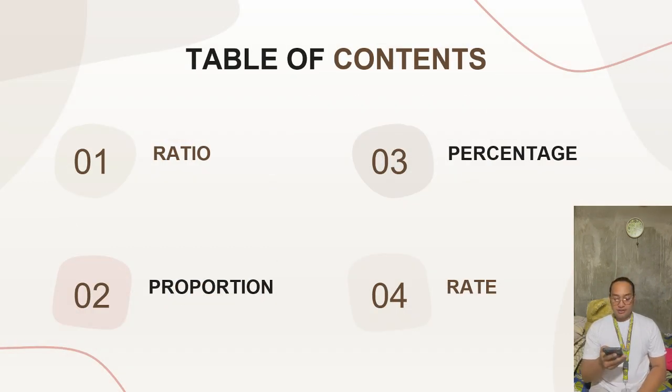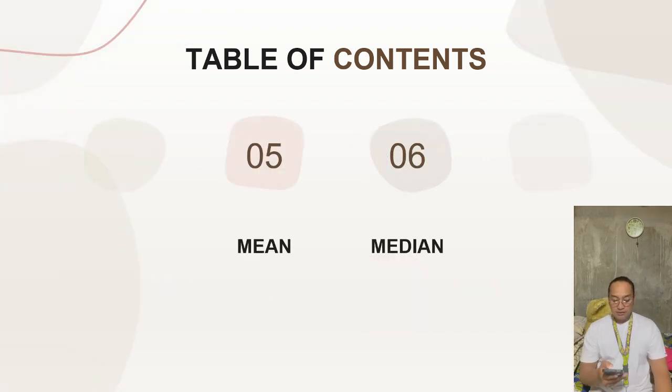Table of contents. There are 4 items in the table of contents. Number 1, ratio. Number 2, proportion. Number 3, percentage. Number 4, rate. Table of contents. Means and median.